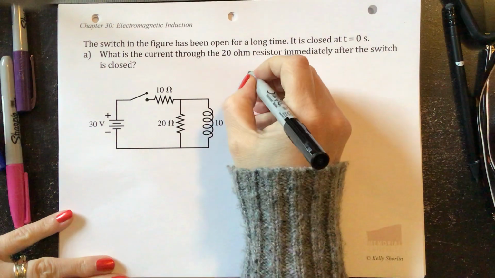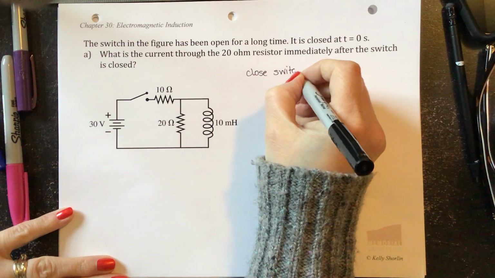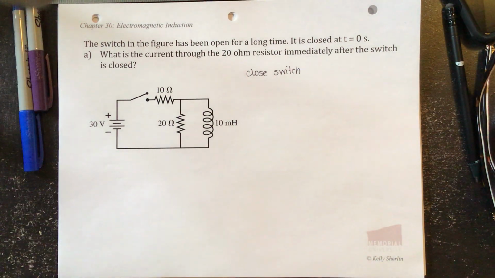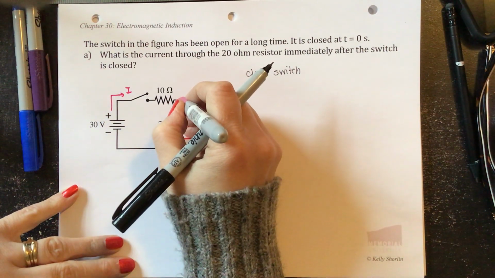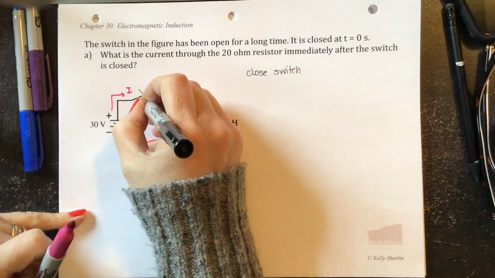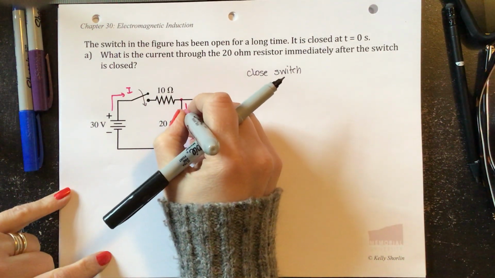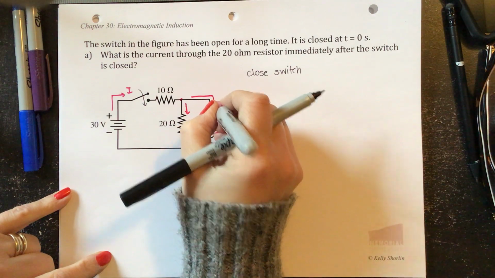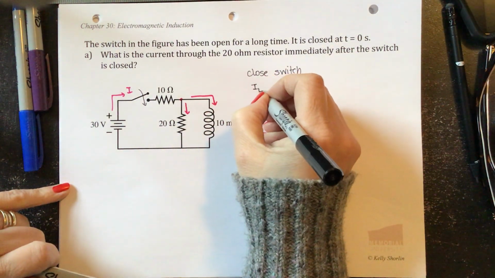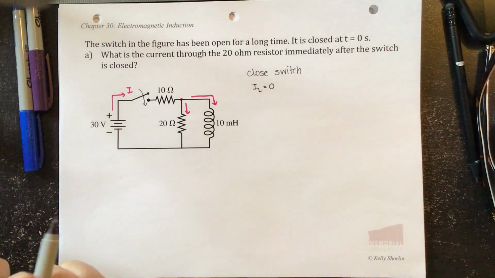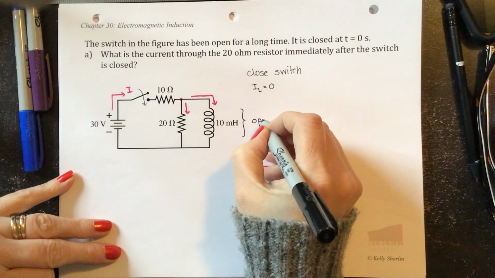When we close the switch, current is permitted to flow out of the battery. So current can come out, and when it hits the junction, we'll show that the switch is closed. When it hits the junction, it has two choices. It can come down or it can go across. But our current through the inductor has to be 0 because the inductor opposes the change. That means our inductor acts like an open circuit.